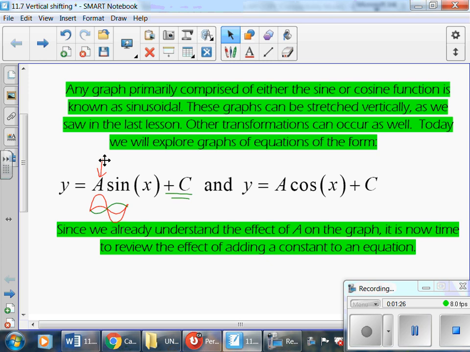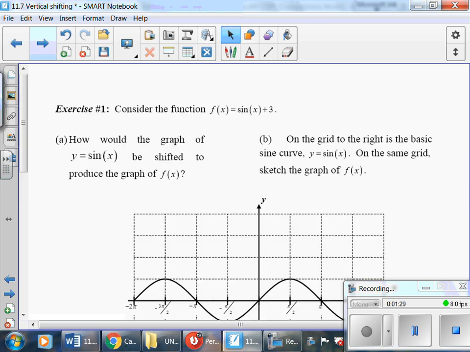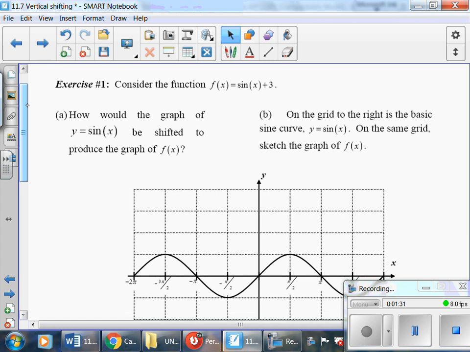Okay, so let's look at our exercise 1. Consider the function f of x equals sine x plus 3. How would the graph of y equals sine x be shifted to produce the graph of f of x, sine x plus 3?